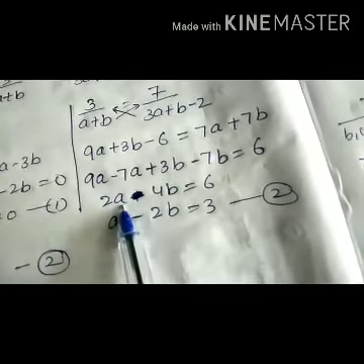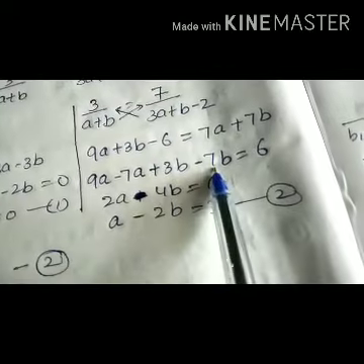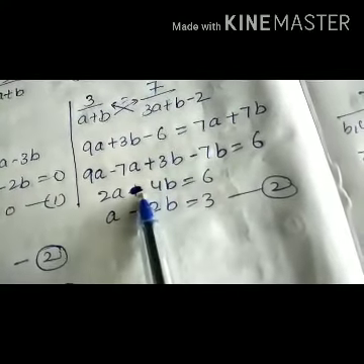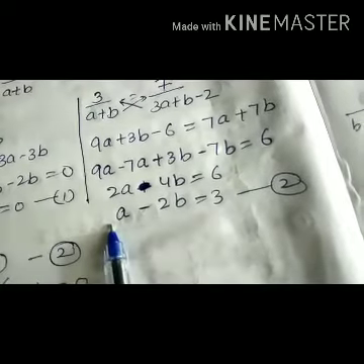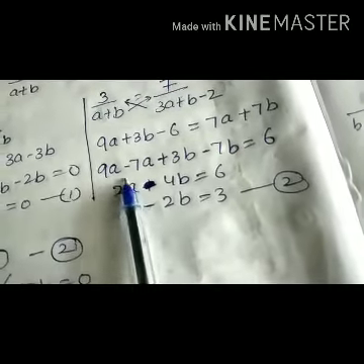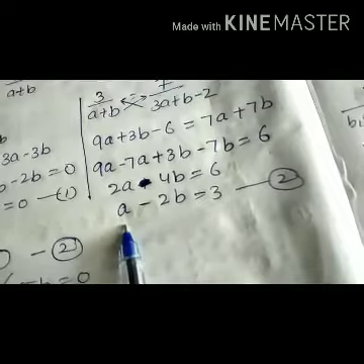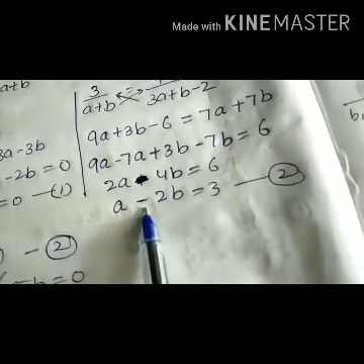Okay. Now 9a minus 7a, 2a, plus 3b minus 7b. 7b is greater, so here we have minus 4b is equal to 6. 2 we will take common: 2a, then a minus 2, 2 2s are 4, 2b, 2 3s are 6, is equal to 3. So a minus 2b is equal to 3 we have. This is equation number 2 and this is equation number 1.